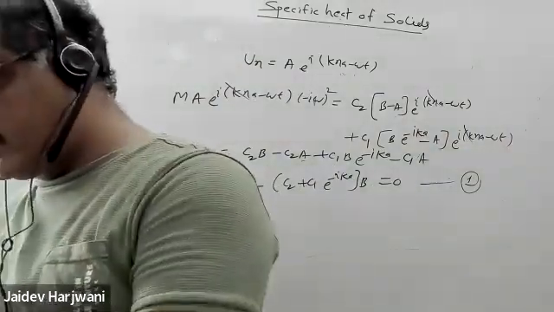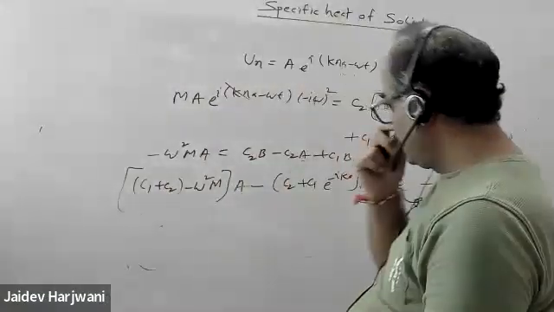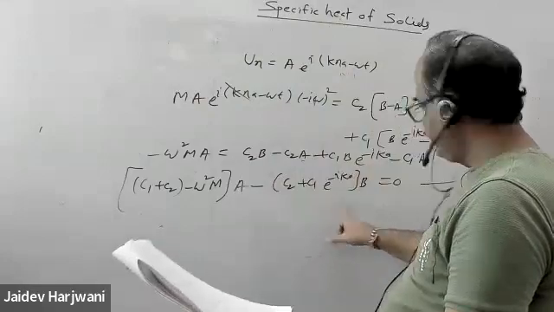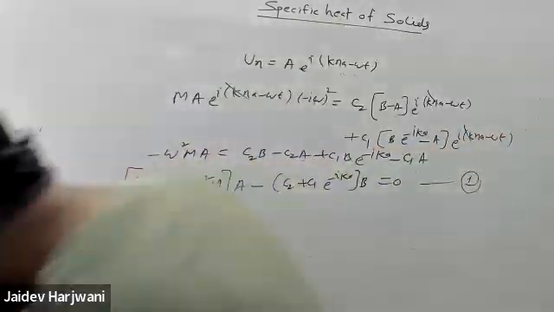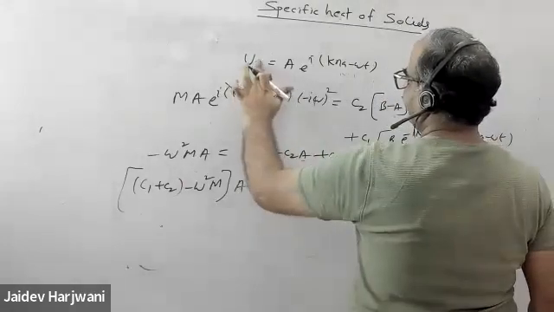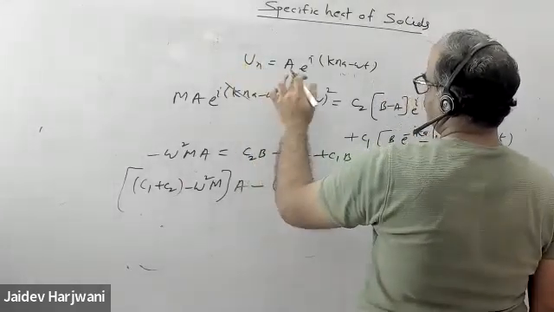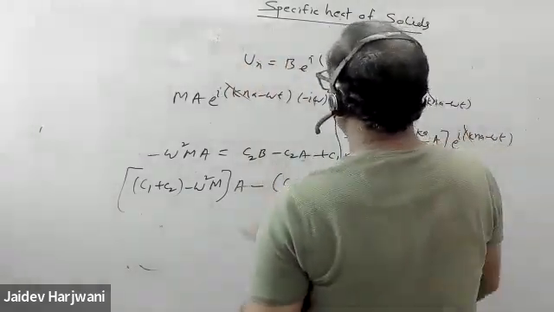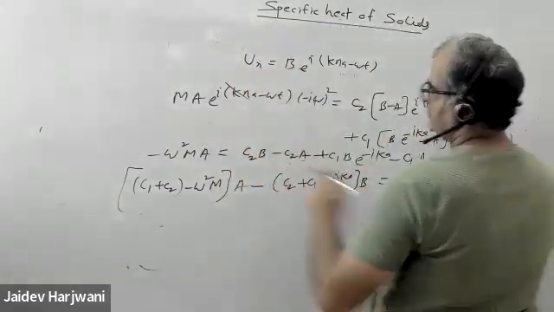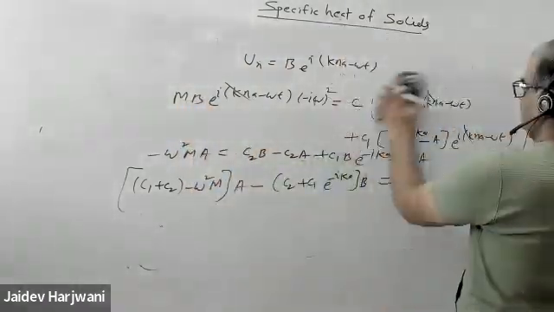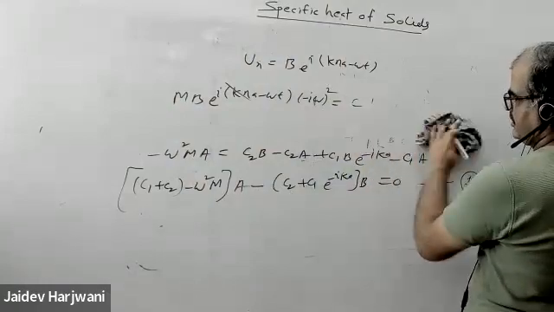Okay, so now write the second equation. The first equation, let me check, mistakes should not be there. So (c1 + c2 − m ω²) a − (c2 + c1 e^(−iκa)) b equals 0. Okay, correct. Now similarly for Vn, we have this is b, and this expression will be the same. Instead of a, it will be b here, and here it will change.